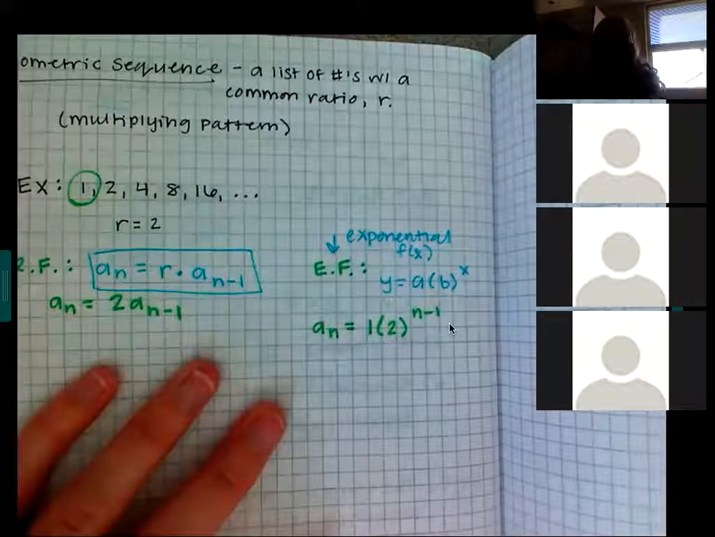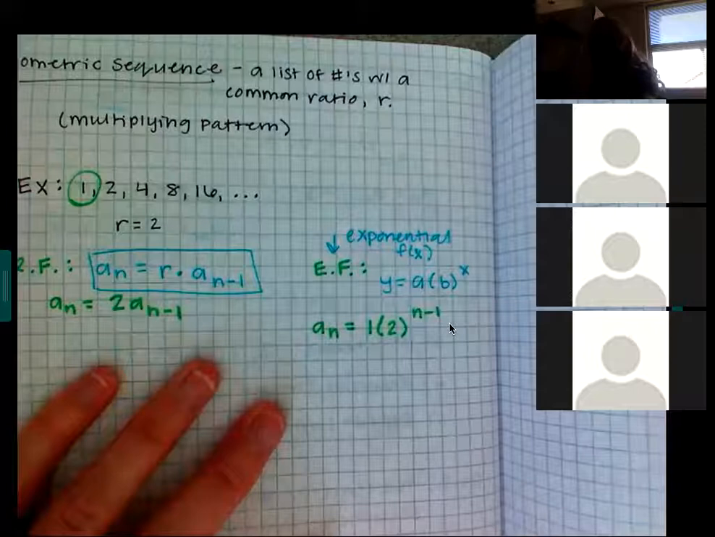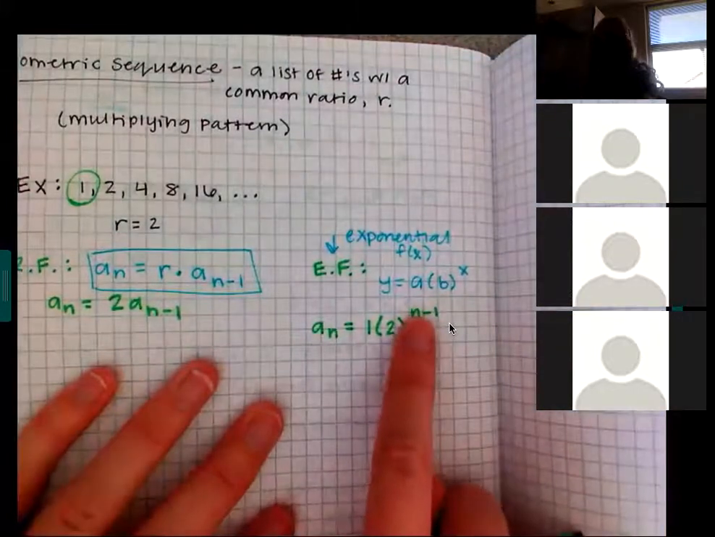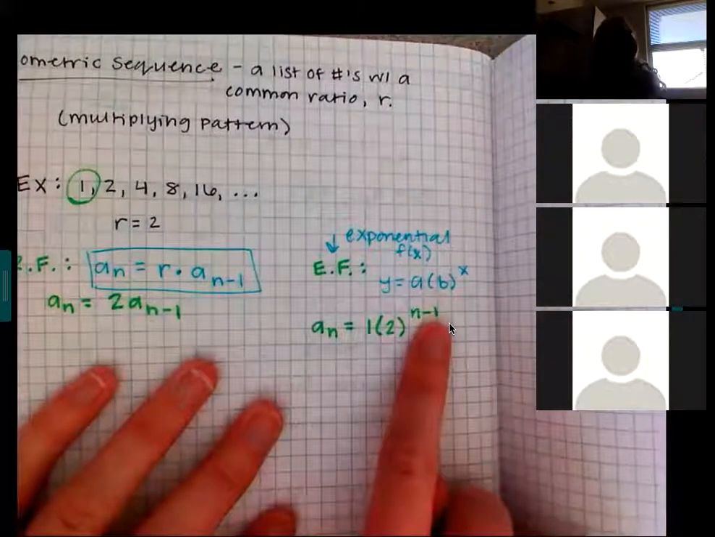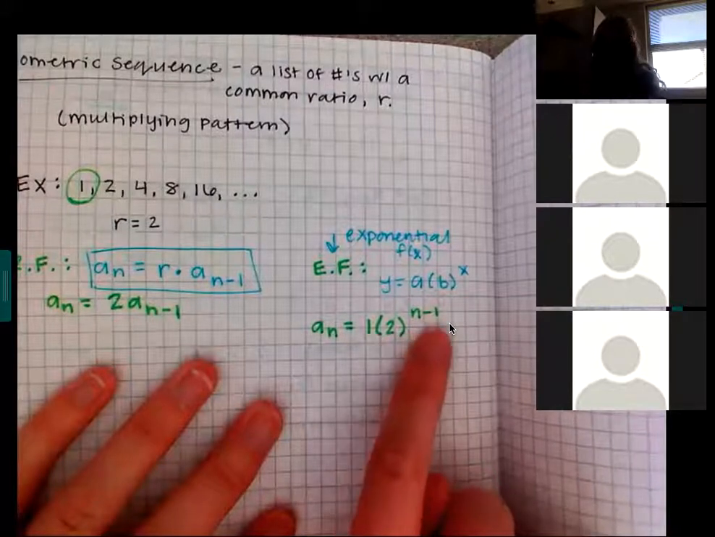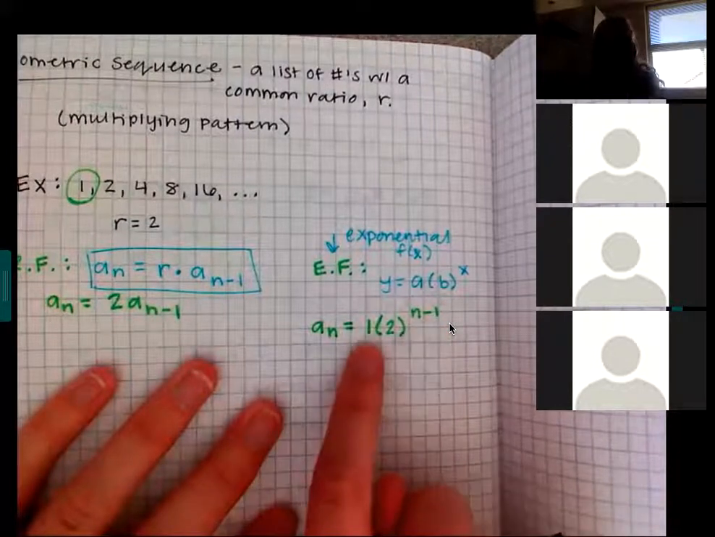All right, so let's talk about it. If I asked you to find the 23rd term, what would you do? Plug 23 in for n. So you would end up doing 23 minus 1, which is 22. Do 2 to the 22nd, and then multiply by 1.